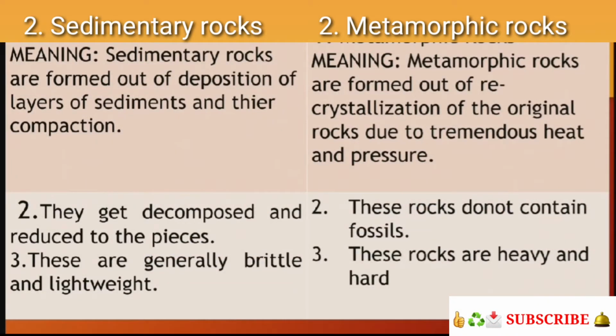Now the second one, sedimentary rocks and metamorphic rocks. The meaning of sedimentary rocks is, sedimentary rocks are formed out of depositions of layers of sediments and their compaction. Now, the meaning of metamorphic rocks is, metamorphic rocks are formed out of recrystallization of the original rocks due to tremendous heat and pressure.